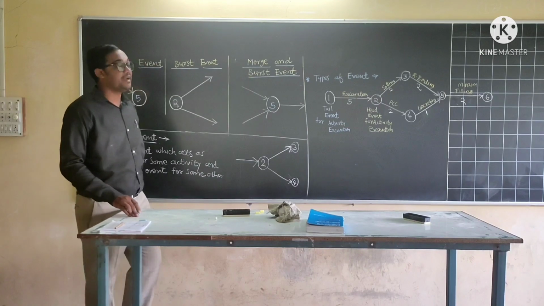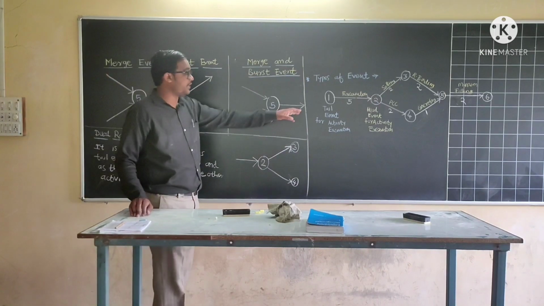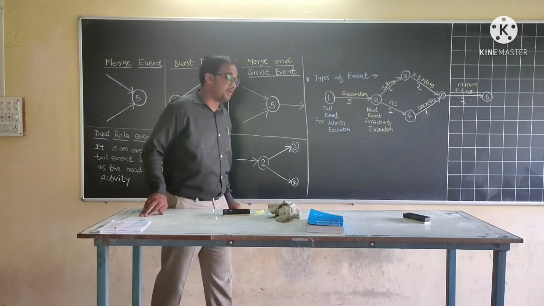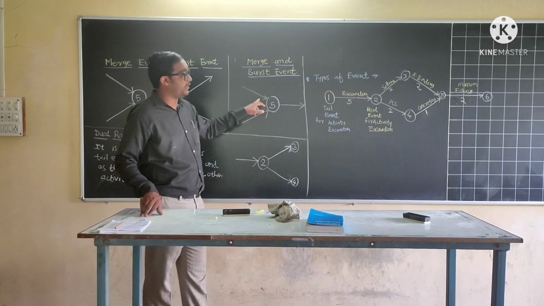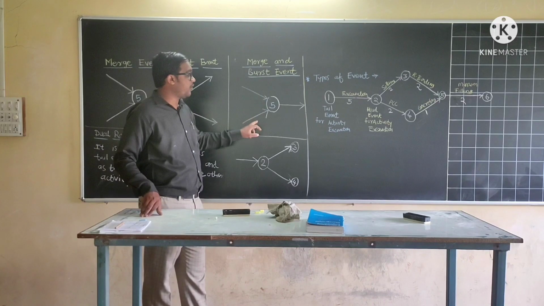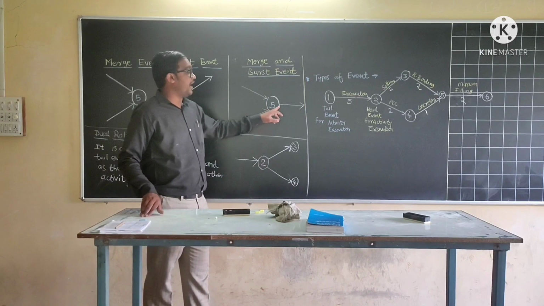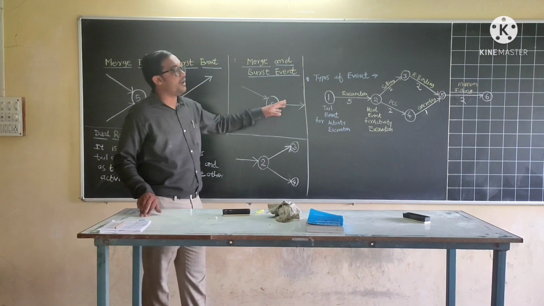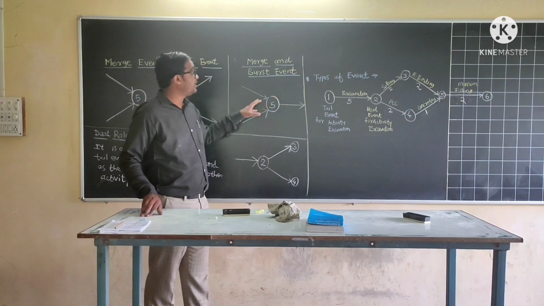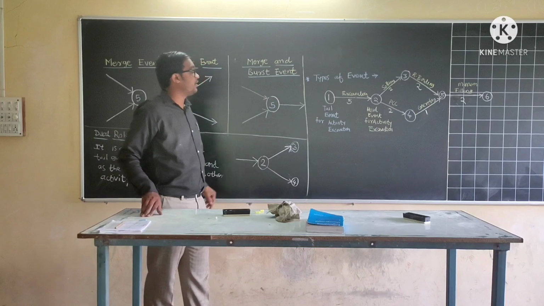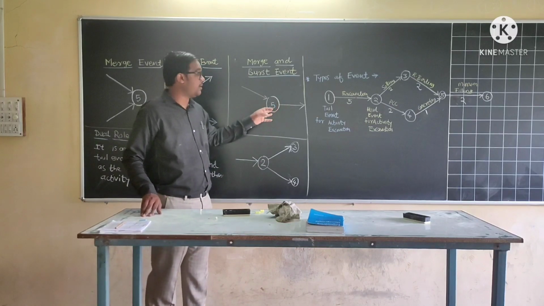And next is the merge and burst event. Again, refer to this network diagram, event number 5. At event number 5, two different activities, reinforcement binding and concreting, merge, and at the same time one different activity, murum filling, starts. Therefore, this is merging and bursting. Completion and starting at the same point.